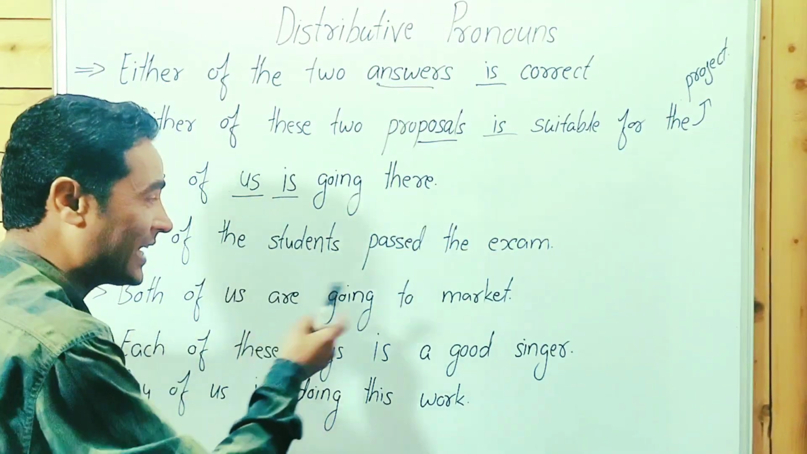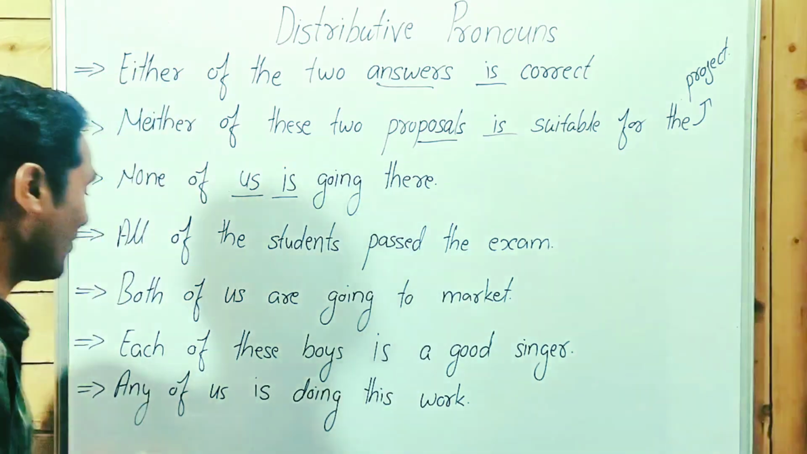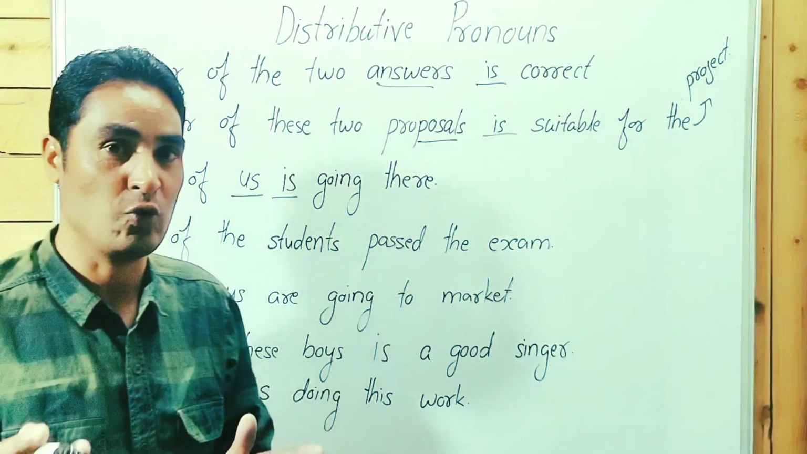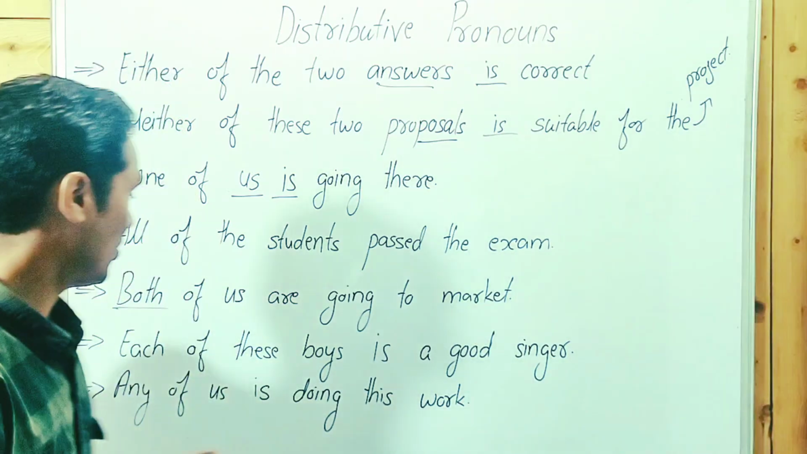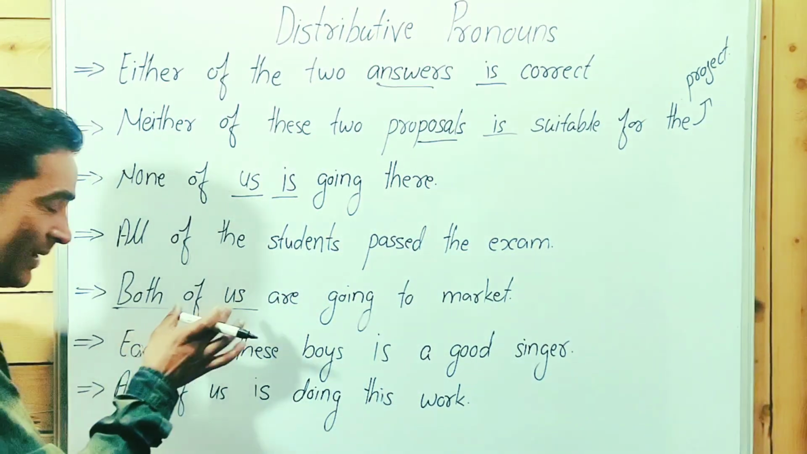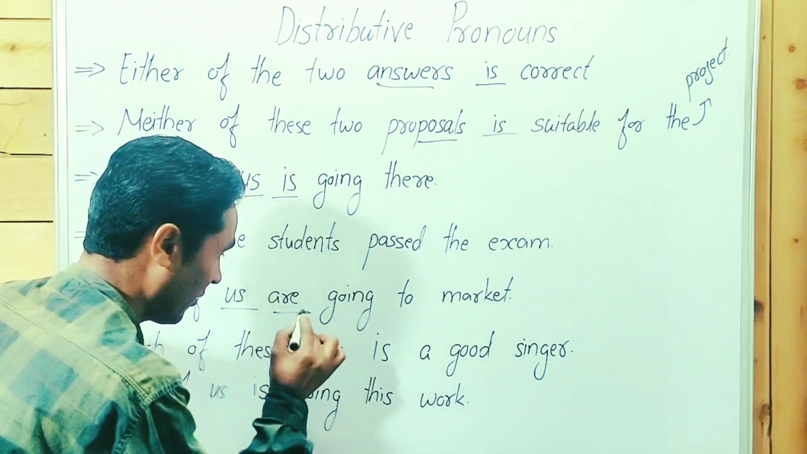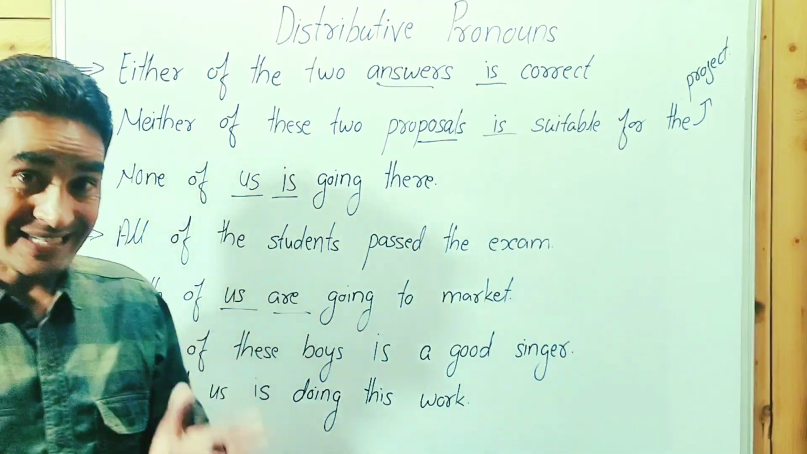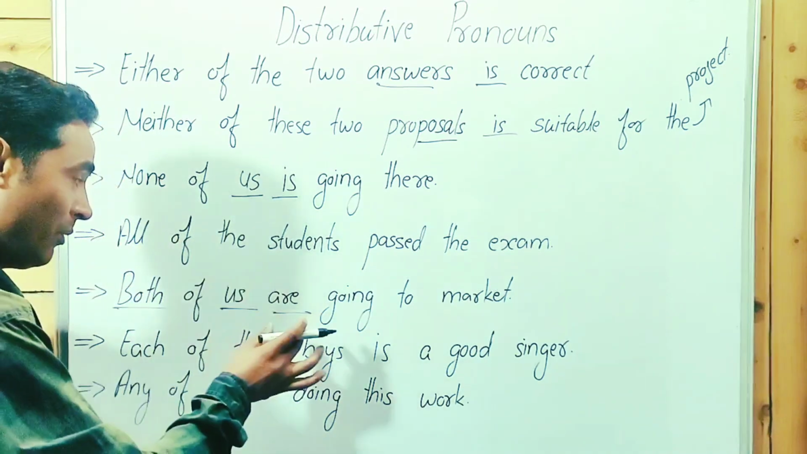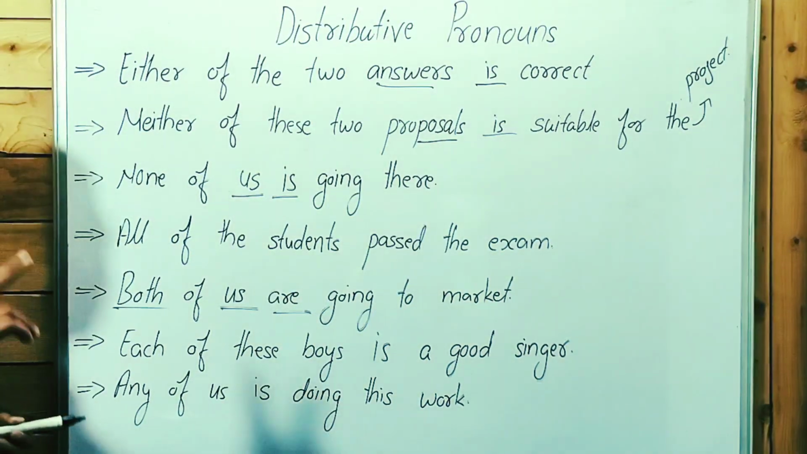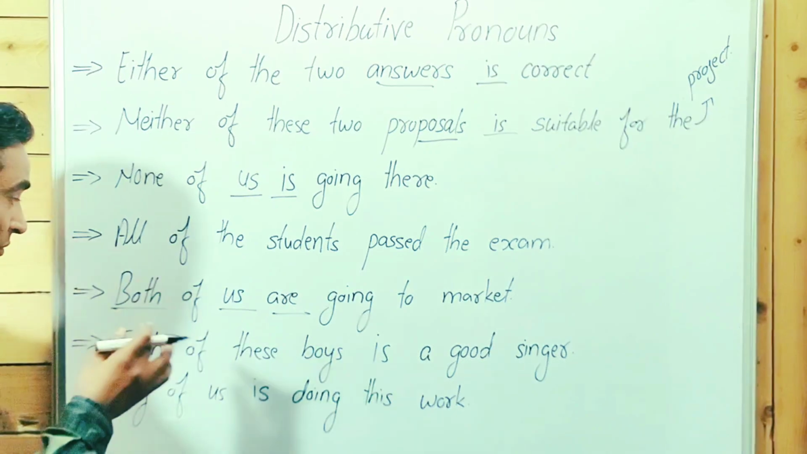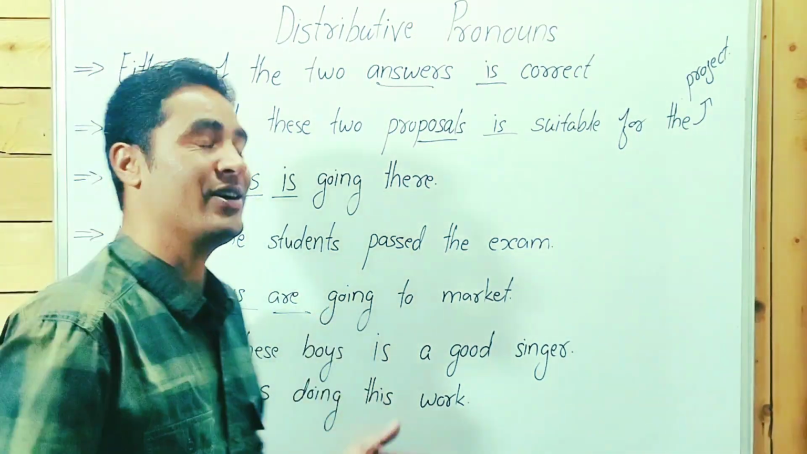Both of us are going to market. Guys, point to be noted: both is used for 2 out of 2. Both stands for 2 out of 2. Both of us, plural pronoun and plural verb. Both always takes a plural verb, because we are talking about 2. Both of us are going to market.